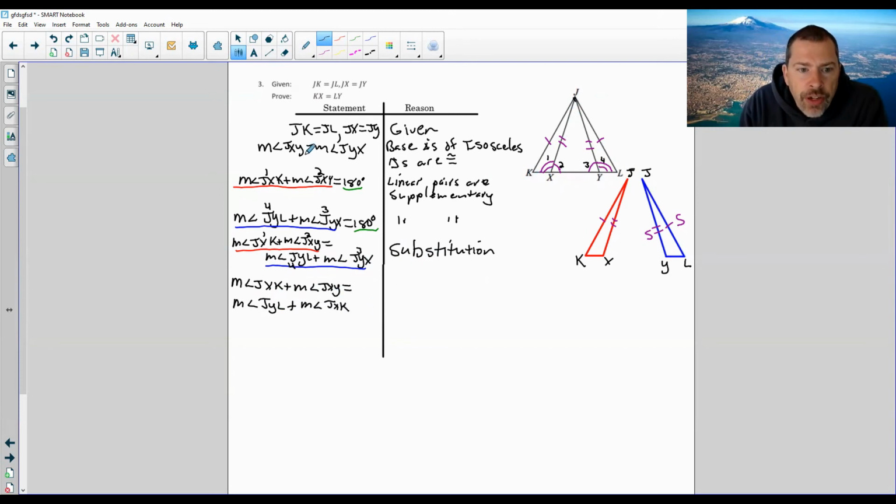All right, and the reason I'm doing these numbers is because it makes it easier. 1 plus 2 equals 180, 4 plus 3 equals 180, therefore 1 plus 2 equals 4 plus 3. Much easier than saying all those letters. So JXK is angle 1. JXY is angle 2. I'm now saying that angle 1 plus angle 2 equals JYL, which is 4, plus JXK, which is angle 1. Or not JXK, JXY. Let's see, JXK plus JXY equals JYL plus JXY.